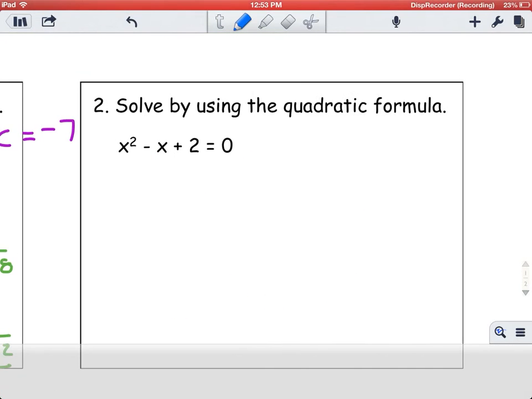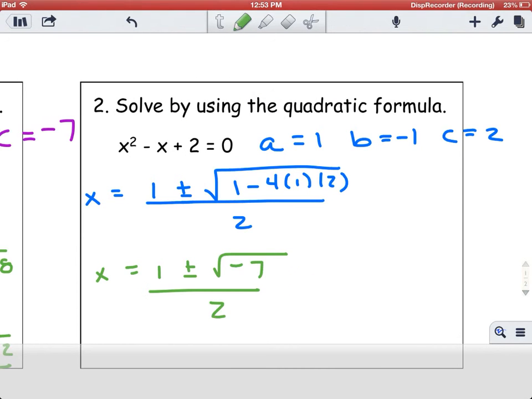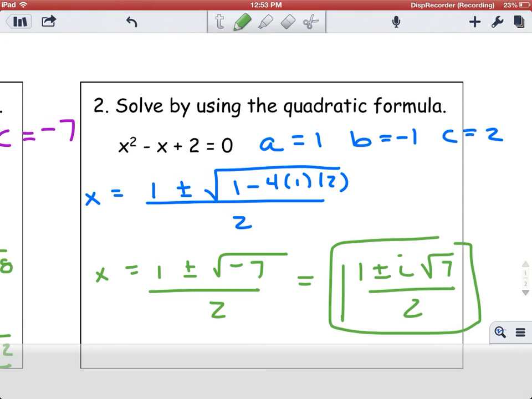The next question, A is 1, B is -1, C is +2. So we have 1 plus or minus the square root of 1 minus 4 times 1 times 2 all over 2. The discriminant is going to be -7, and that gives us 1 plus or minus i square root of 7 all over 2.